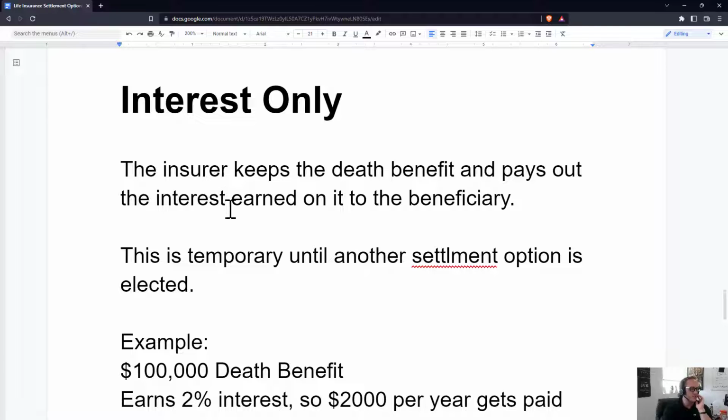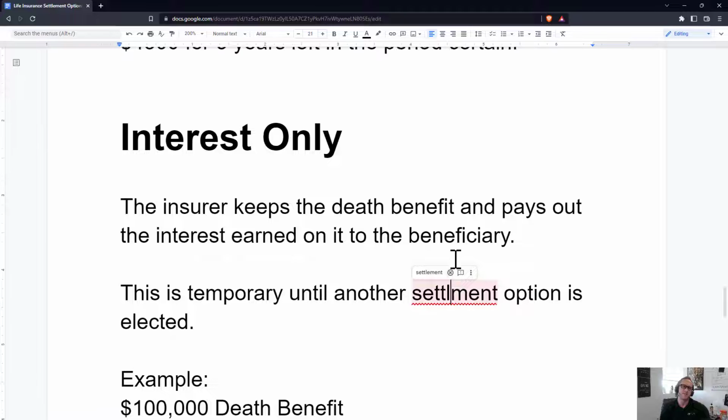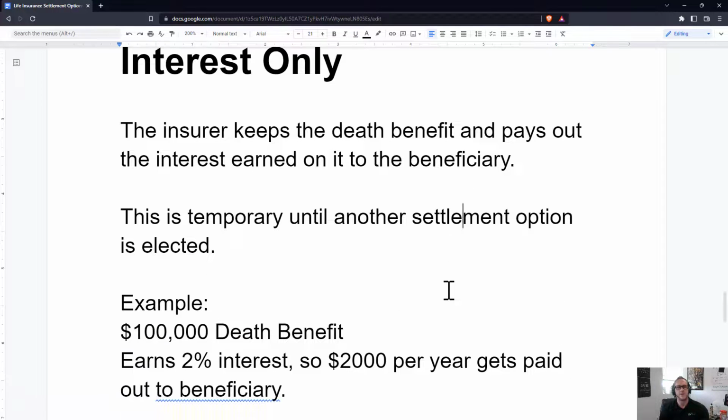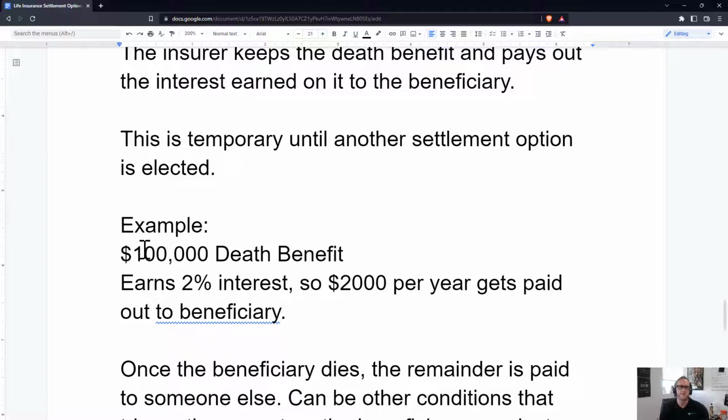So in this situation, the insurance company keeps the death benefit, and they pay out interest earned on it to the beneficiary. Now, this is temporary until another settlement option is elected. Example: $100,000 death benefit earns 2% interest, so $2,000 per year gets paid out to the beneficiary. So say they have a $100,000 death benefit, and it earns 2% per year in interest. Then $2,000 per year gets paid out to the beneficiary.